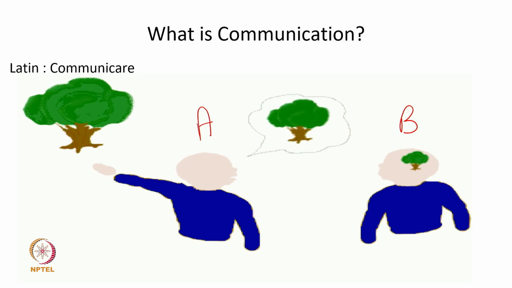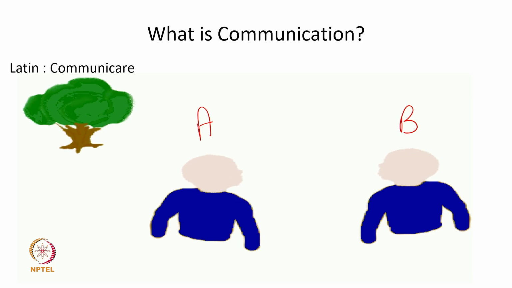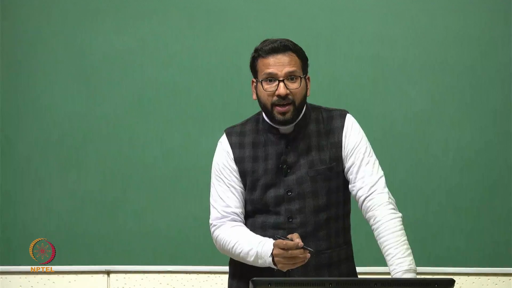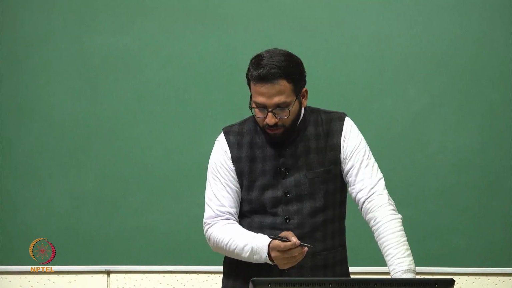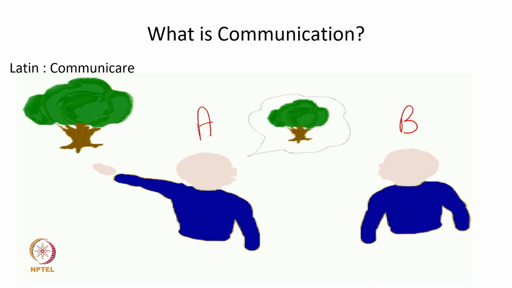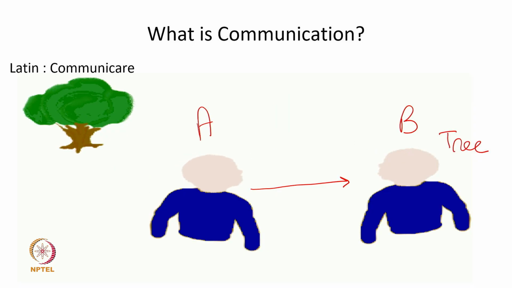Firstly, person A encodes and frames this message about the tree and uses an appropriate channel. For example, let us assume that person A uses the verbal channel. Using this channel, person A transfers the encoded message to person B. As soon as person B receives the message, if person B perfectly decodes this message about the tree, it is said to be a successful communication.